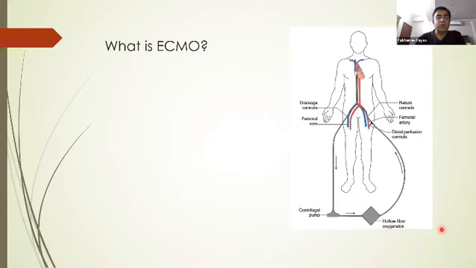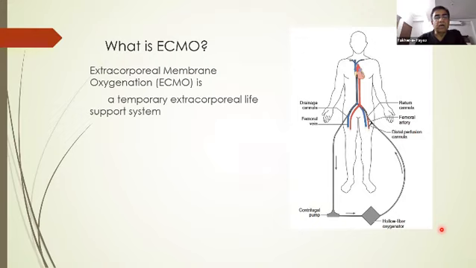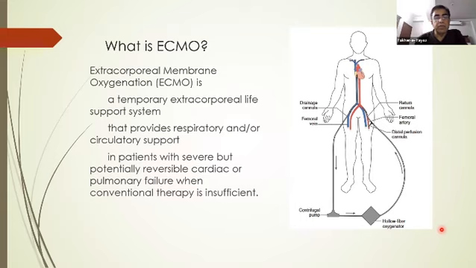So what is ECMO basically? ECMO is extracorporeal membrane oxygenation, a temporary extracorporeal life support system that provides respiratory and/or circulatory support. So it will support the lungs, or the heart, or both simultaneously, in patients with severe but potentially reversible cardiac or pulmonary failure when conventional therapy is insufficient. This is a very important point. Every patient cannot be placed on ECMO. There should be a potentially reversible cardiac or pulmonary failure where we are expecting some kind of recovery, and we expect that the patient will either have the organ transplanted or his own organ will recover.